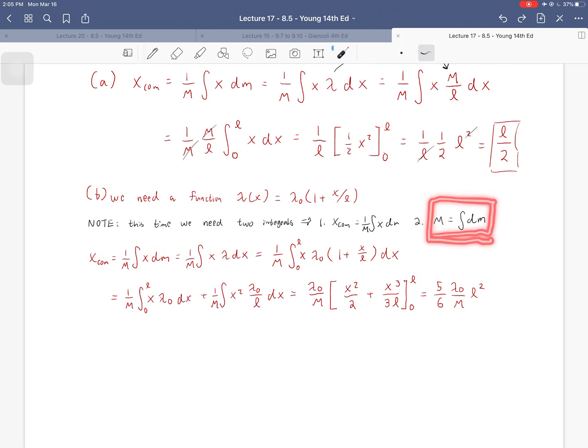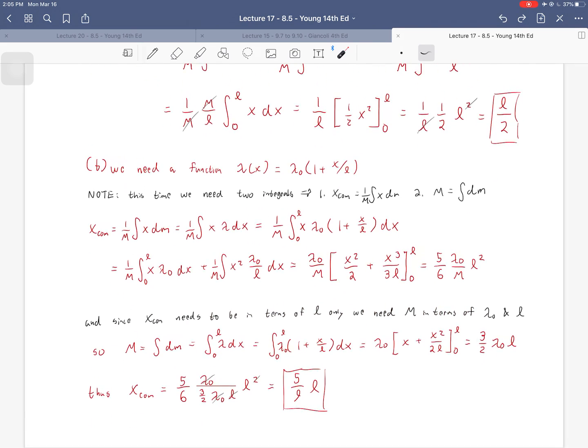That's it. Okay? And since xcom needs to be in terms of L only, as I said, we need m, the total mass, in terms of lambda naught and L. So we set up the total mass integral. I'm going to do a substitution of dm, which of course will just be lambda dx. I'm going to express lambda as the function that we defined and explained earlier. Then I'll go ahead and do the rules of antiderivatives.